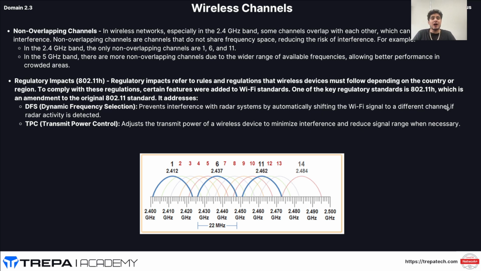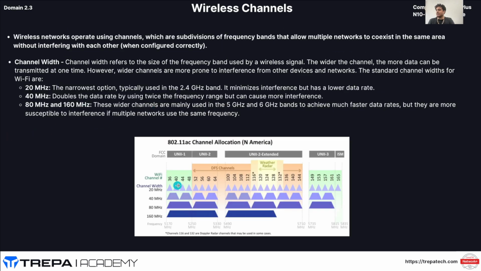Okay, so now on those channels, we want to make sure we're non-overlapping. So non-overlapping channels in wireless networks, especially the 2.4 gigahertz band, some channels overlap with each other. So we need to figure out what channels don't overlap. When we say channels, right? So we talked about channel width, 20 megahertz. So what am I talking about here?